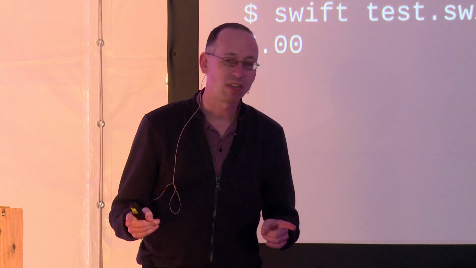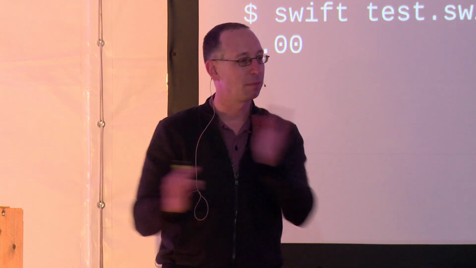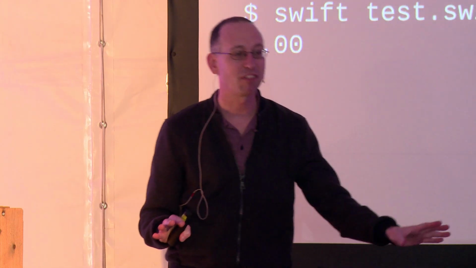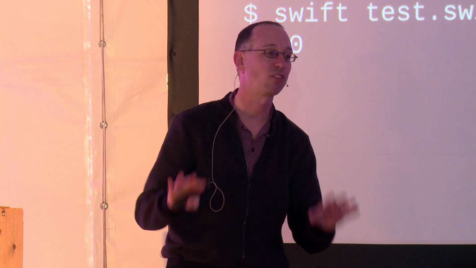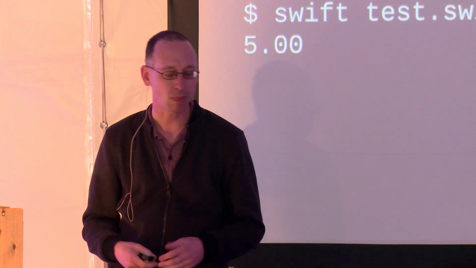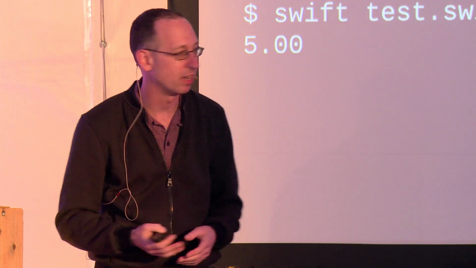If you were in Damien's talk yesterday, he talked about being able to swap parameters around. You can't do that in Swift. If amount is defined first and currency is defined second, they have to be in that order. And then just print it out, compile and run it. Yay, we get 5.